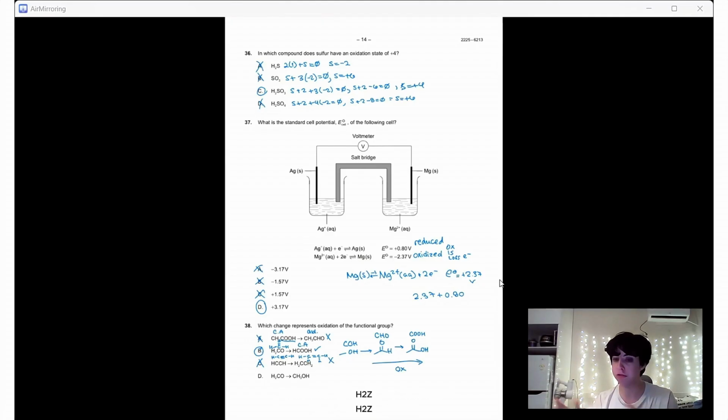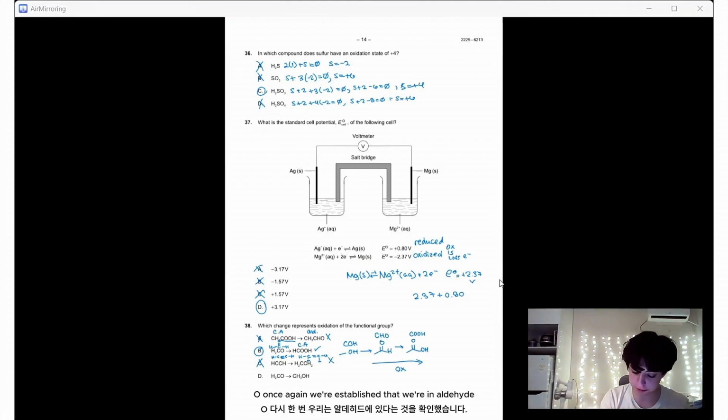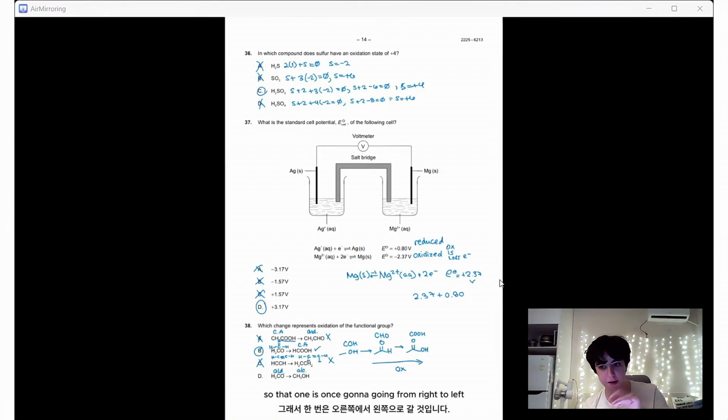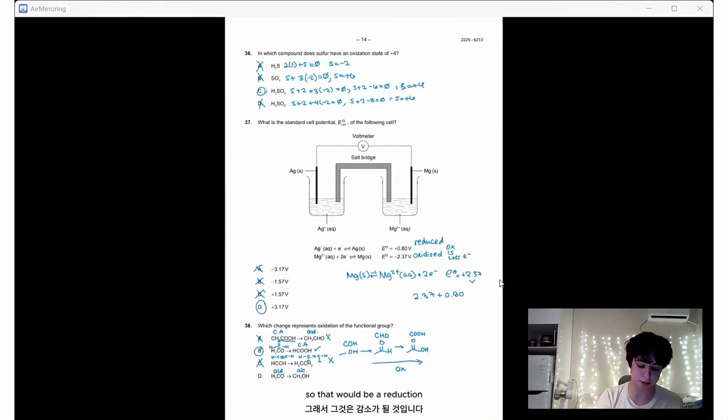D, H2CO. Once again, we already established that would be an aldehyde, and CH3OH is an alcohol. So that one is once again going from right to left, so that would be a reduction. So that would be incorrect. So B is the right answer here for 38.